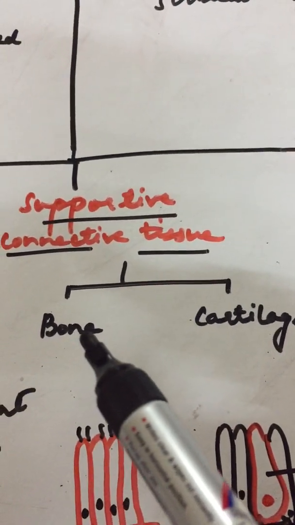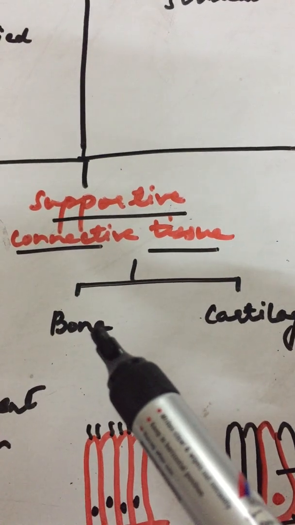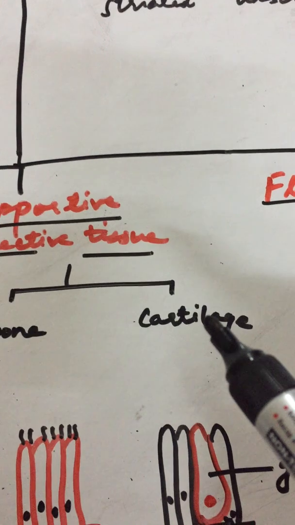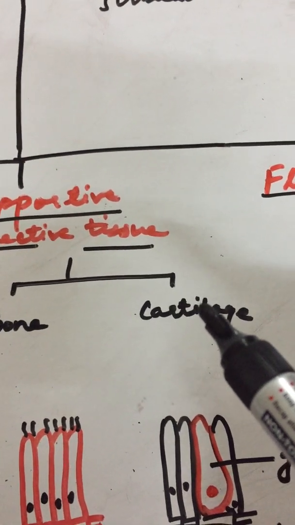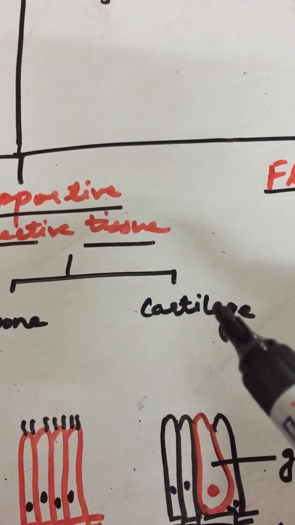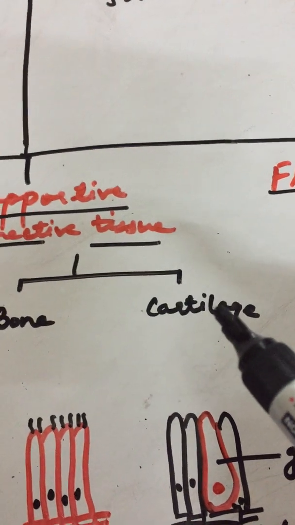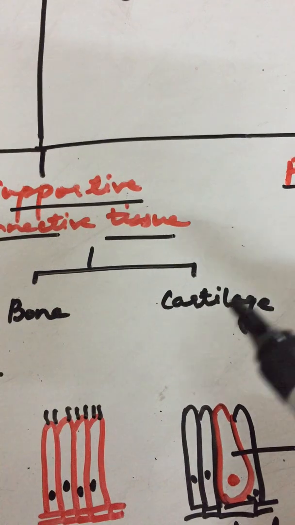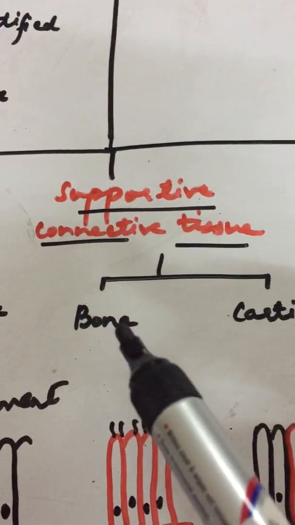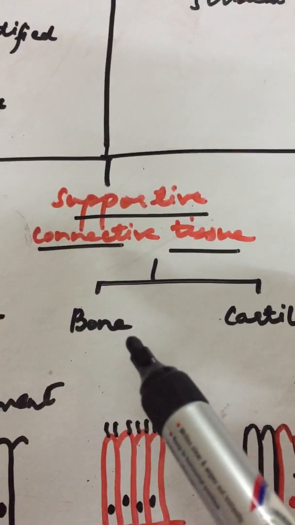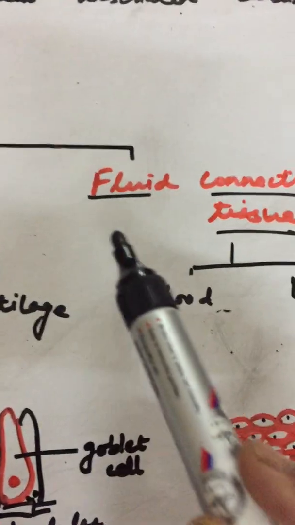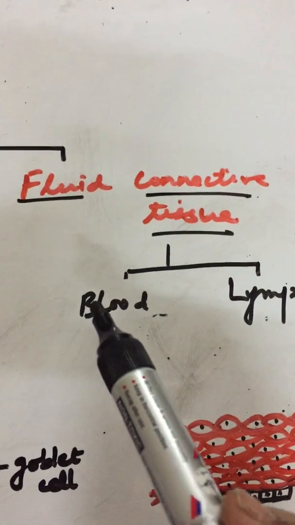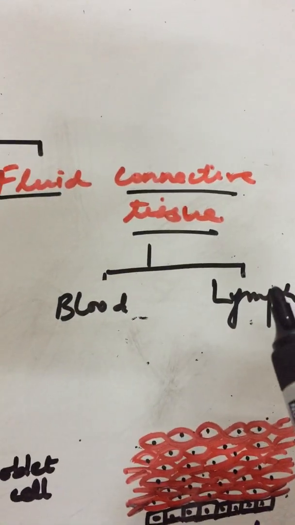Bone gives support to the entire body by forming the supporting skeleton of the body, whereas cartilage gives support to some specific organs like the external ear or pinna, or the tip of the nose, or at the end of long bones. Cartilage is present, giving flexible support, whereas bone gives hard and rigid support. Fluid connective tissue, which means it is in fluid state. It is of two kinds, blood and lymph.